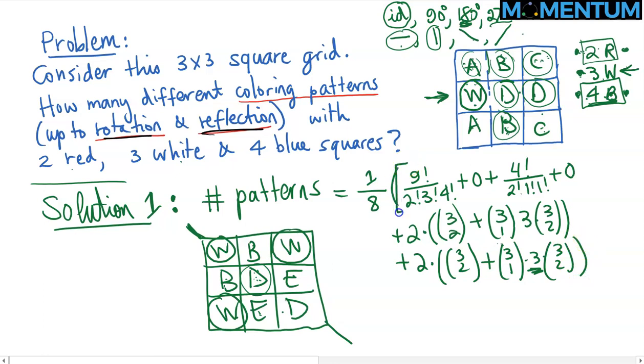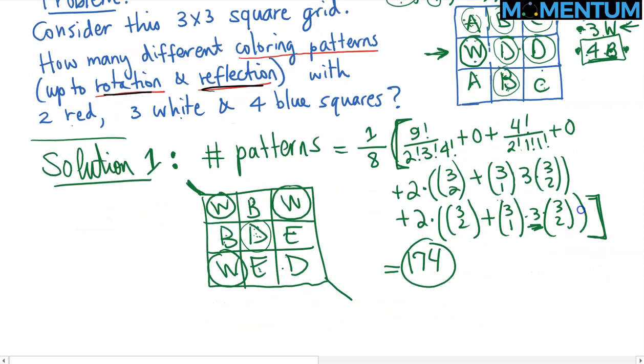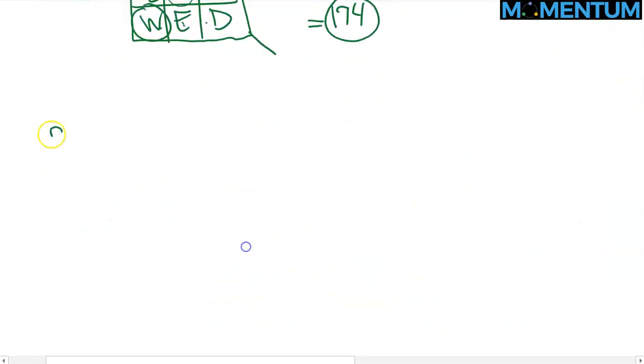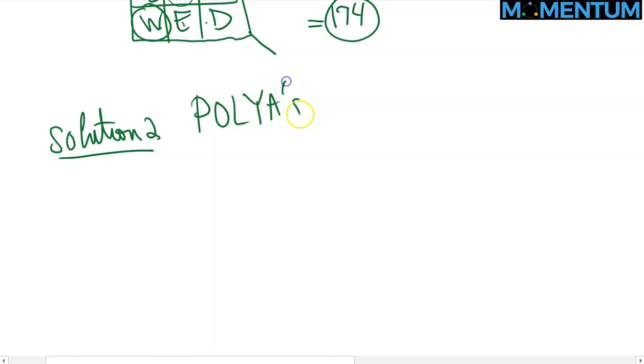And I can close this parenthesis as well. Let's do it. And sure enough, that gives us 174 as well. Now the interesting theorem, the solution is due to Polya, solution 2, and that is Polya's theorem. It's a very powerful theorem, which really turns the counting problem more into an algebra problem.